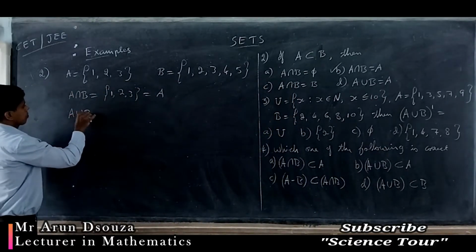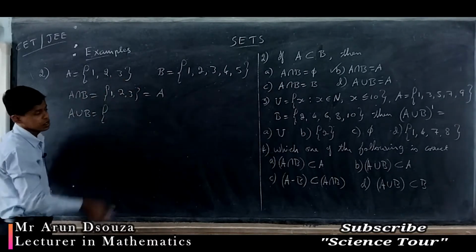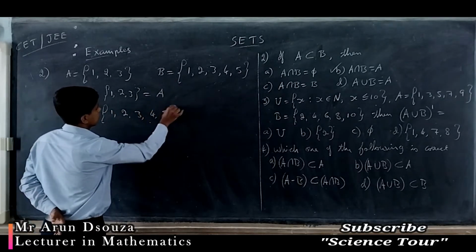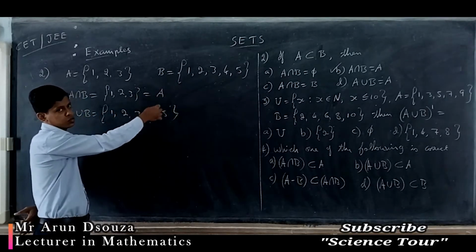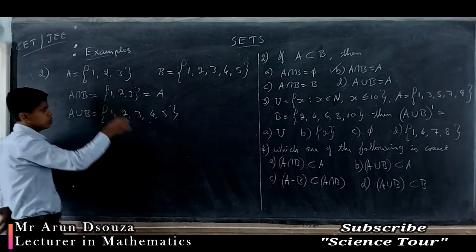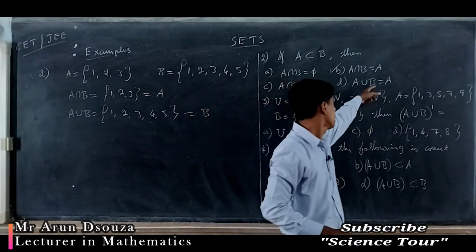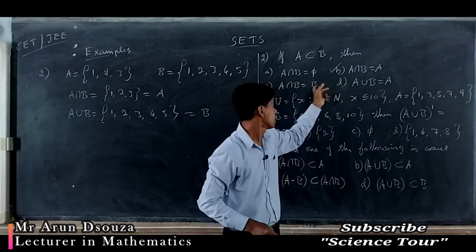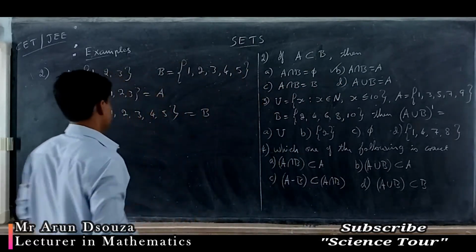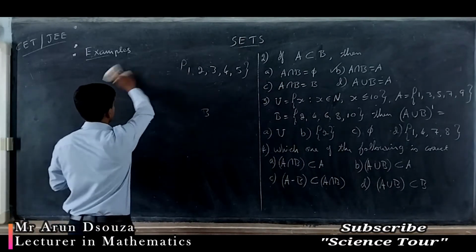Say what is A union B? A union B is all the elements selected from A or B. So now 1, 2, 3, and even 4 belongs to B, 5 belongs to B, therefore even that should be selected, correct? So what is it? This is nothing but B. Okay, so A union B is B, not A, and A intersection B is A and not B, therefore second option is the right option for us. Well, let's move on to the next question.